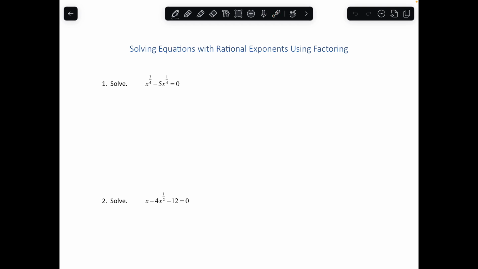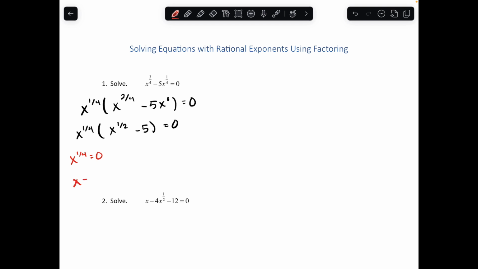If we factor out x to the 1/4, we're going to have x to the 1/4 power times x to the 3/4 minus 1/4, which is going to give us 2/4 power, and then minus 5 times x to the 0 power is equal to 0. Now this is just going to become x to the 1/4 times x to the 1/2 minus 5 is equal to 0. Now our zero product property tells me that x to the 1/4 has to be equal to 0, which implies that x is going to be equal to 0, and that x to the 1/2 power minus 5 is also going to be equal to 0.